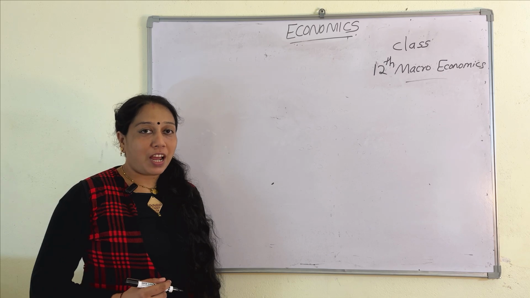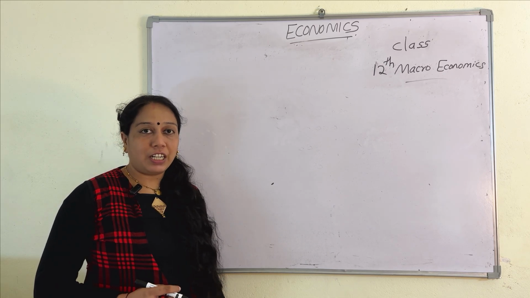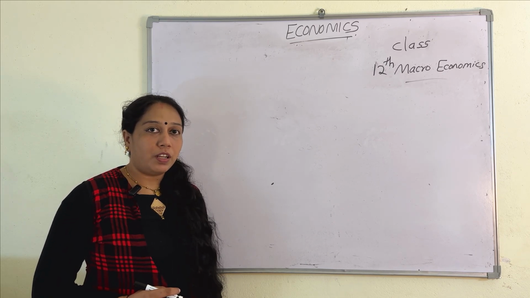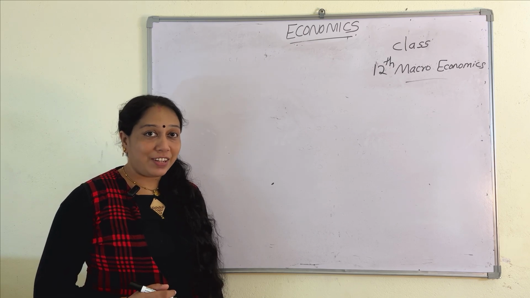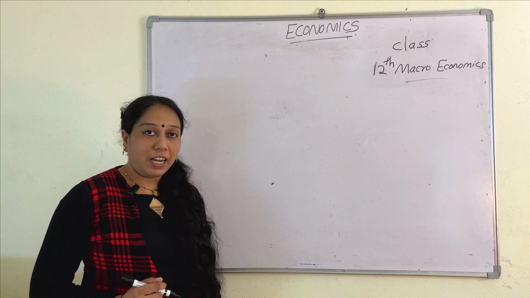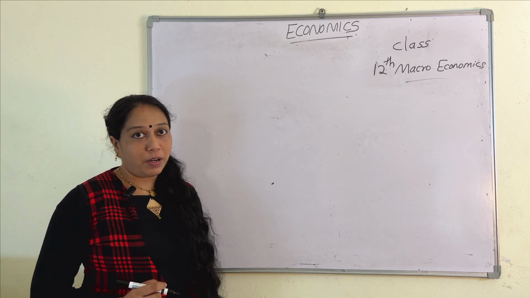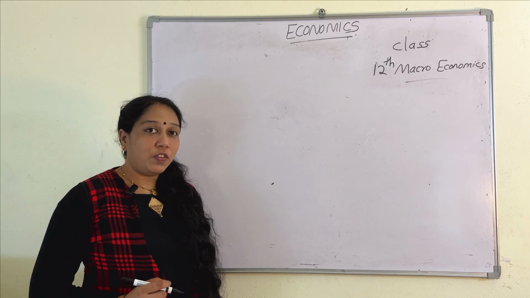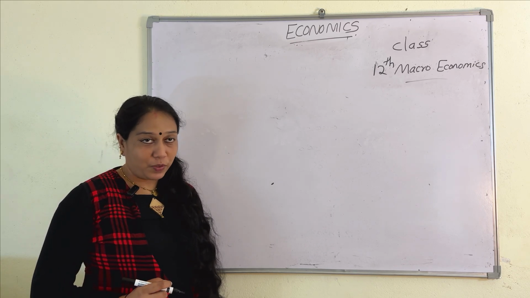Today we will continue with national income accounting. In the last classes we studied certain national income accounting problems. Now we'll study private income, personal income and personal disposable income, that is, how to calculate them. First we will study private income.